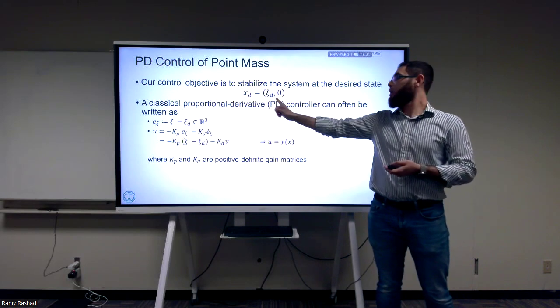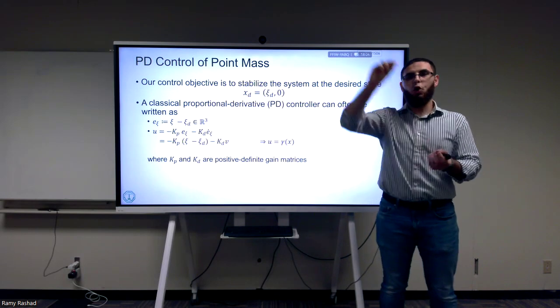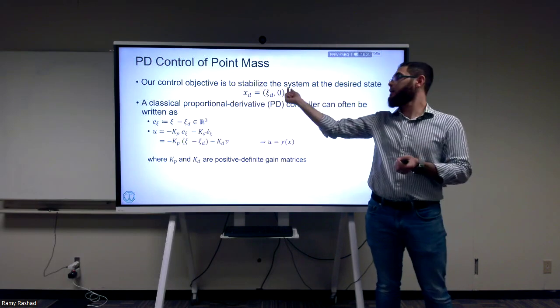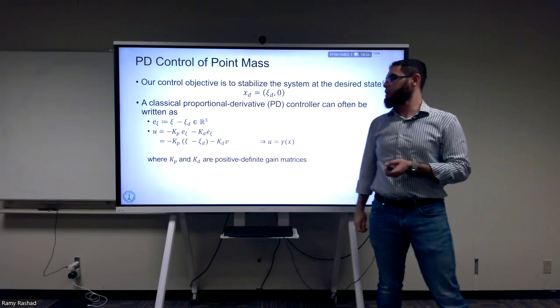This is psi d, okay, with a velocity of 0. So I want to go there and stop. I don't want to follow a circle or a trajectory. I just want to go to that point and stop. So this is the position and this is the velocity.